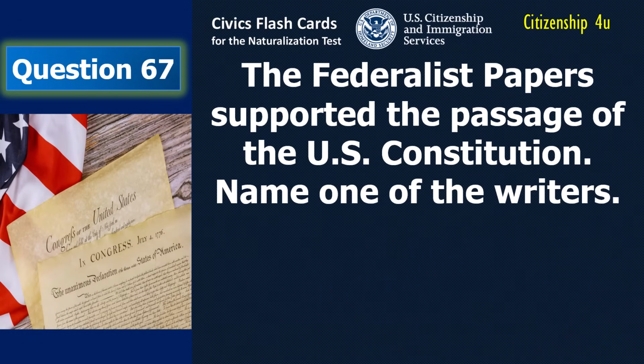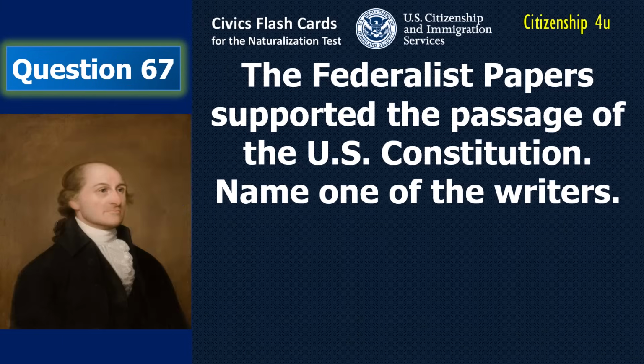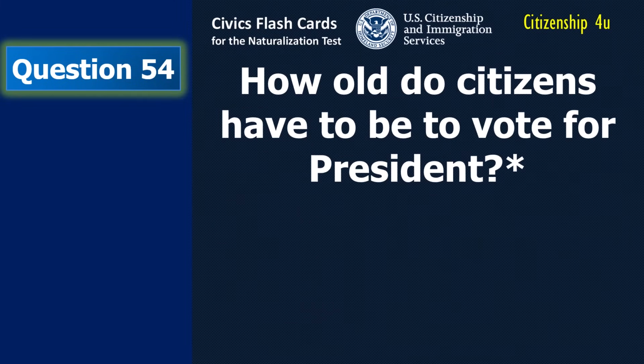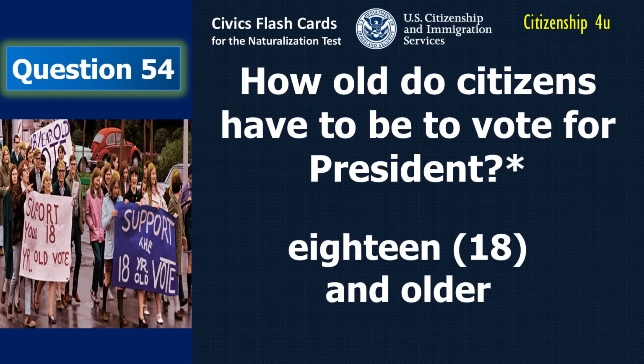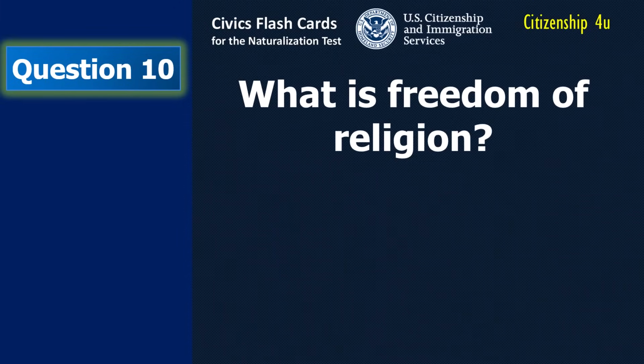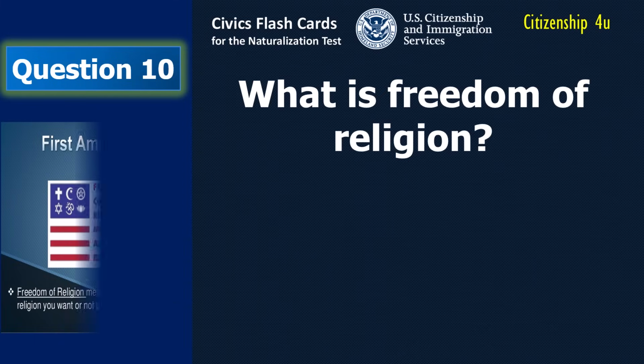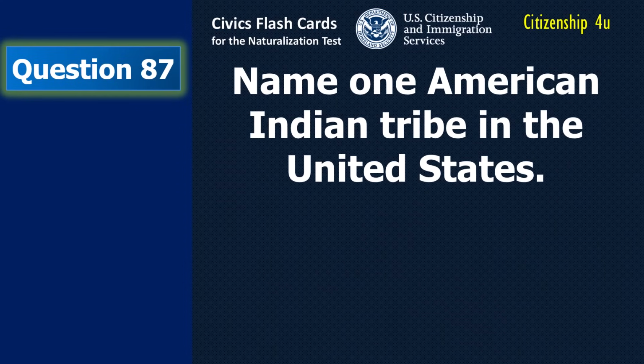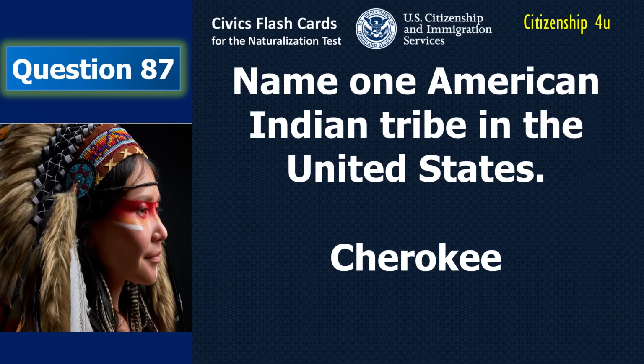The Federalist Papers supported the passage of the U.S. Constitution. Name one of the writers. John Jay. How old do citizens have to be to vote for the president? 18 and older. What is freedom of religion? You can practice any religion or not practice a religion. Name one American Indian tribe in the United States. Cherokee.